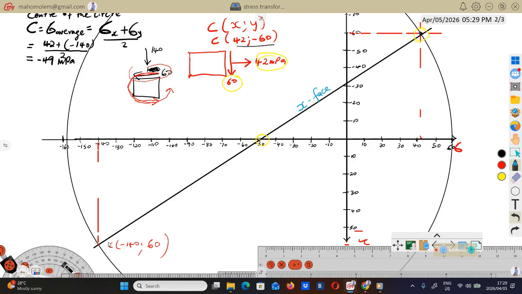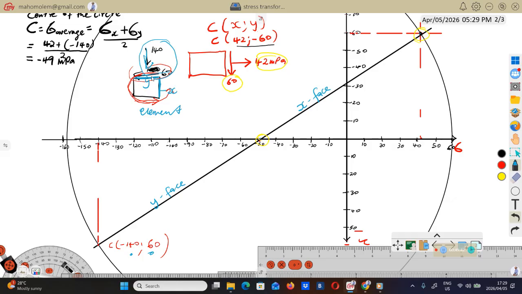Check here. This is the coordinate of the y face. On the y face, we have this normal stress, and then we have this shear stress. So we can say this one is the y face. So this is the x face. This is the y face. Check on the element. This is the element.